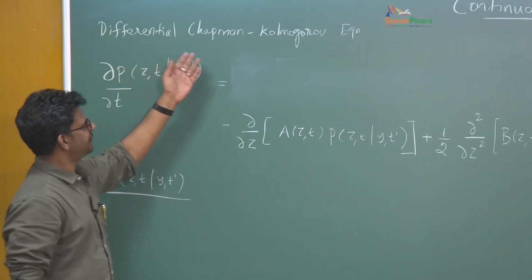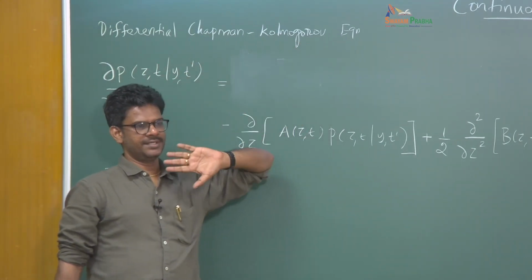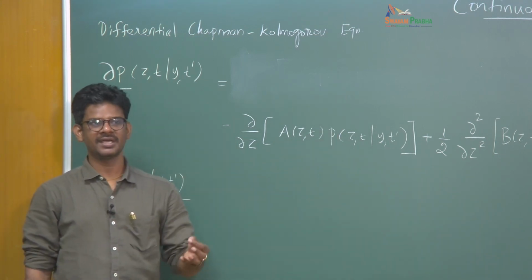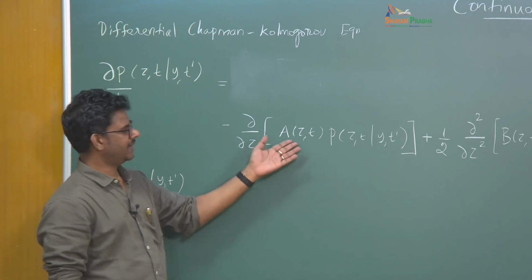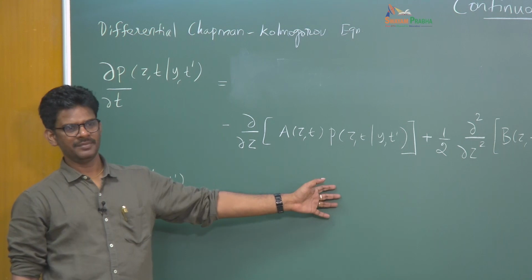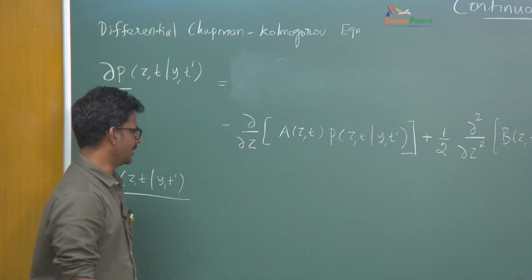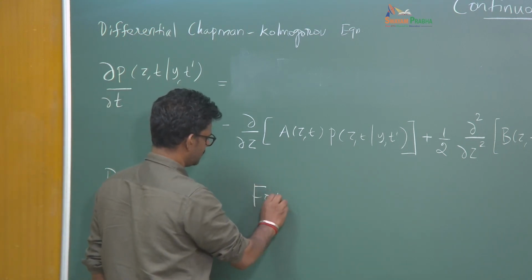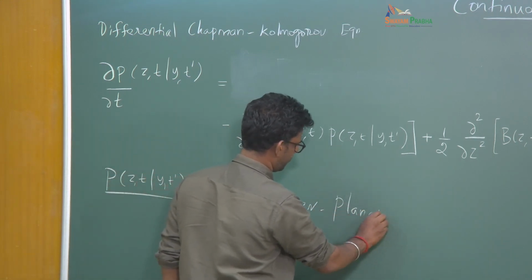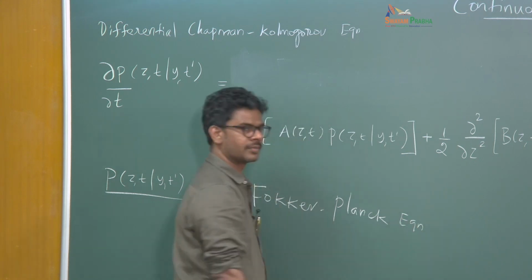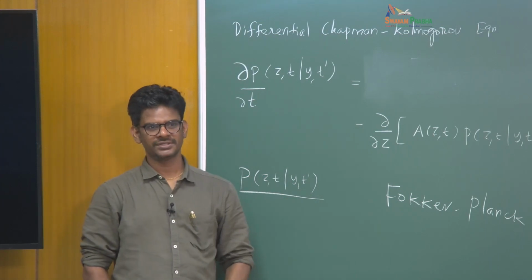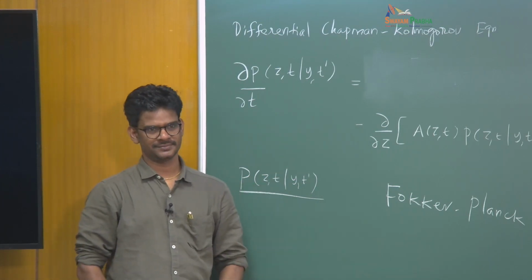Starting from the differential Chapman-Kolmogorov equation, when we deal with only the discrete process, we gave a name called the chemical master equation. Similarly, now when I talk about only the continuous Markov process, this deserves a special name, and we call this a Fokker-Planck equation. Fokker-Planck equations are basically the differential Chapman-Kolmogorov equation applied to a continuous Markov process.